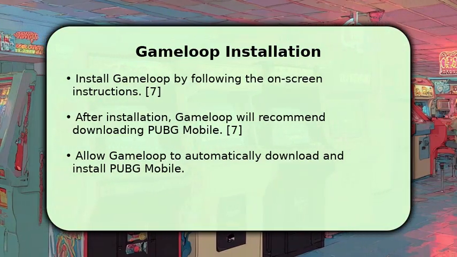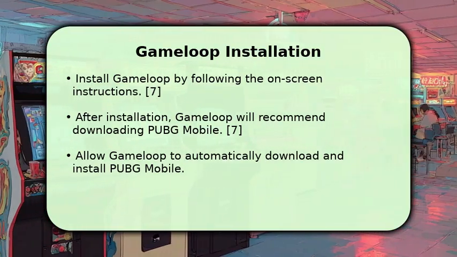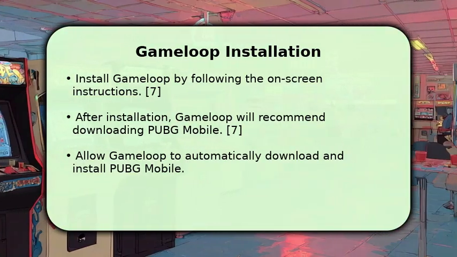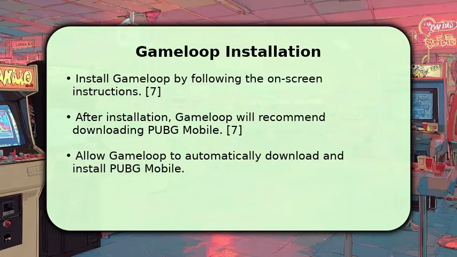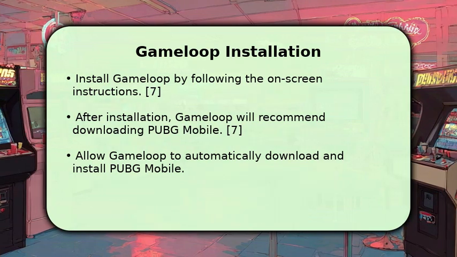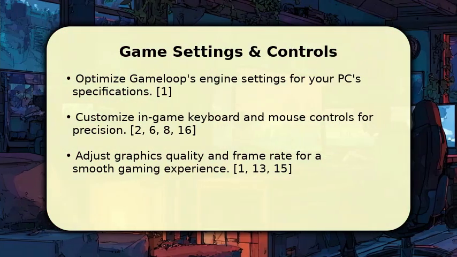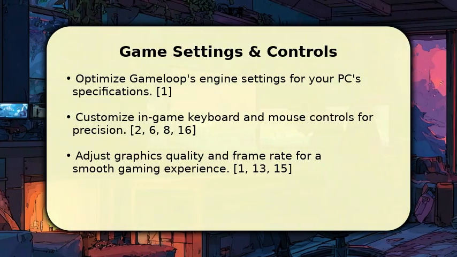After GameLoop is installed and launched, it will often immediately recommend downloading and installing PUBG Mobile. Simply click to proceed, and the emulator will handle the game's download and installation automatically. This ensures you get the correct and optimized version of the game for the emulator, preparing you for your first match. With PUBG Mobile installed, it's time to fine-tune your settings for the best experience.